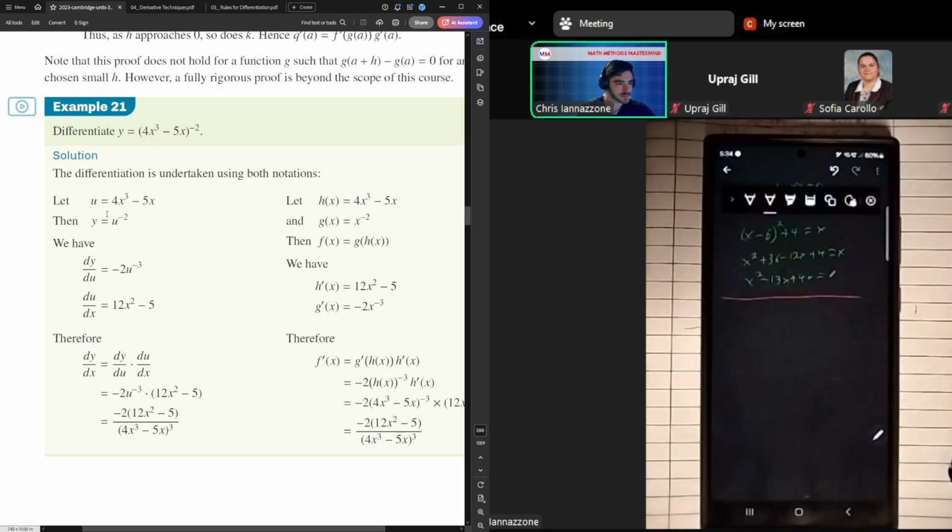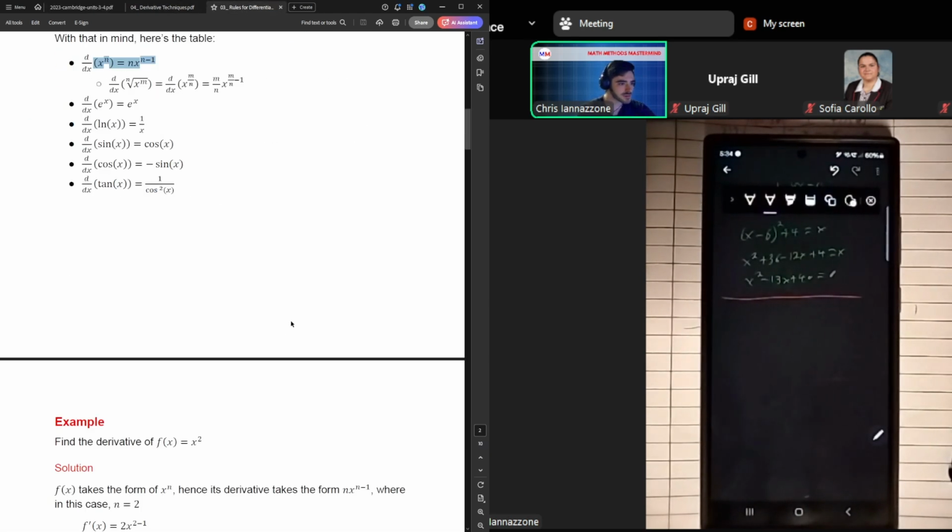That's really it. You've defined whatever's on the inner as its own separate function. You rewrite that function with that simplified version, find the derivatives of each of these terms, and then multiply the derivatives together.